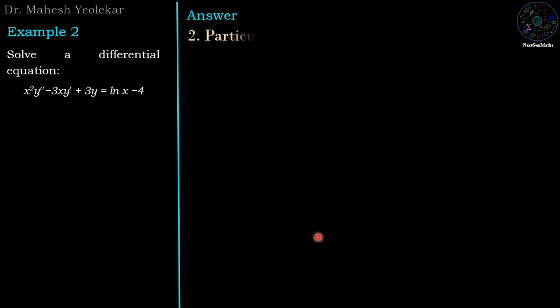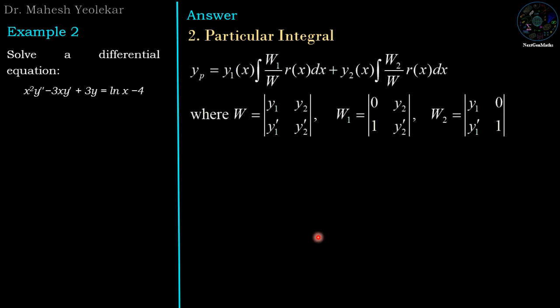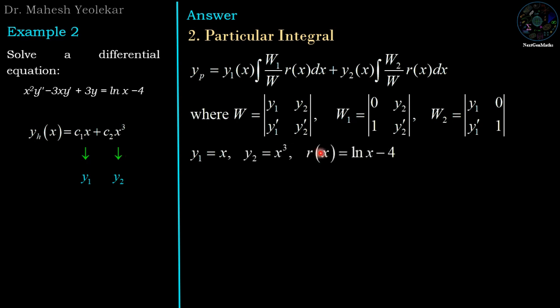Now we are going to discuss the particular integral. So first we identify y1 and y2. So yh is equal to c1 x plus c2 x cube. So y1 equals x and y2 equals x cube. And Rx is equal to the right hand side, ln x minus 4. Now substitute those values in W, W1 and W2.